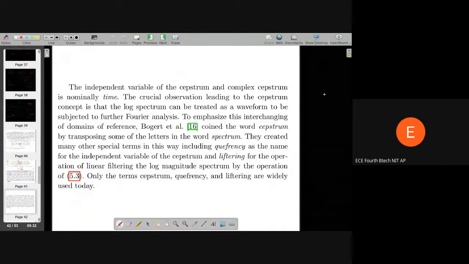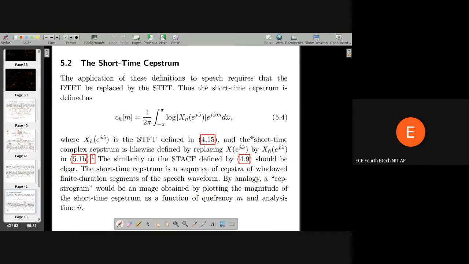So what else? Yes, these are all plays of words. Quefrency, liftering: this is from filtering. Quefrency is from frequency. Cepstrum is from spectrum. So just plays of words. Yes. So now, how do we implement it?